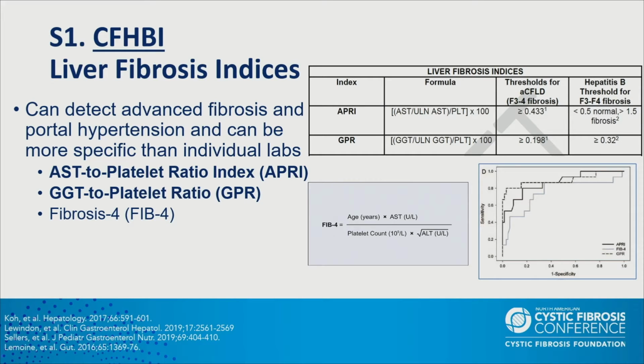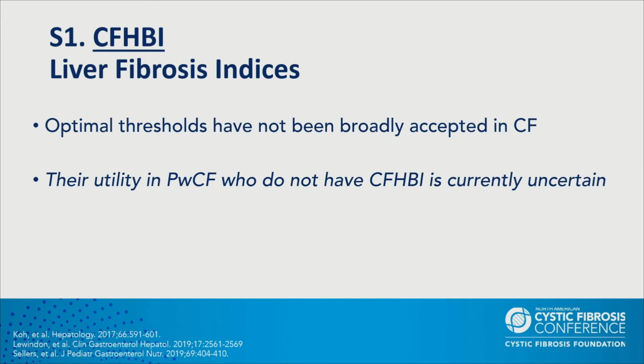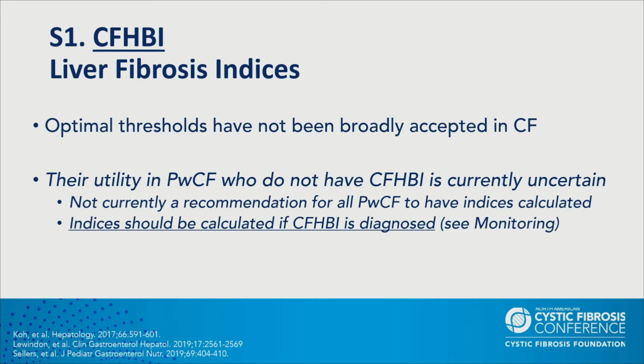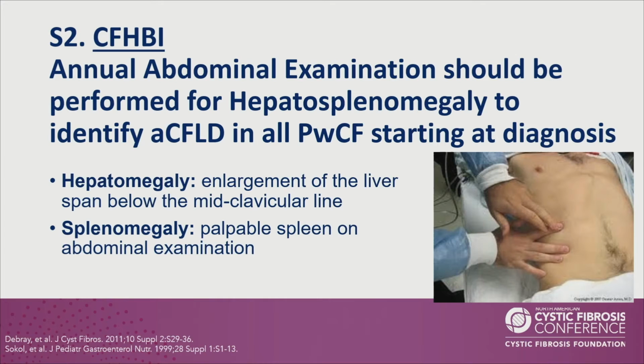And as outlined here and also in the document, there are some emerging thresholds that still need to be further developed. But the optimal thresholds have not been broadly accepted in the context of all persons with CF, and therefore the utility of these indices in patients who do not have known hepatobiliary involvement is currently uncertain. Therefore, we do not currently recommend that all persons with CF have these indices calculated on a routine basis. However, they should be calculated in patients who have the diagnosis of hepatobiliary involvement, and this is something that will come up more specifically in the monitoring discussion to follow.